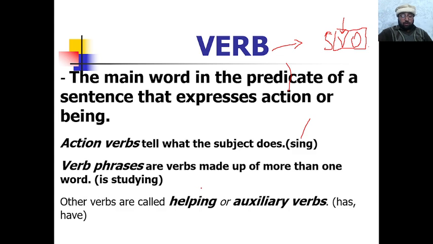Verb phrases are verbs made up of more than one word, like is and studying. Both of them are verbs. There are two verbs over here. So that's why we call it a verb phrase. We can have 3, 4, or many more verbs in a verb phrase. Other verbs are called helping verbs or auxiliary verbs, like has, have, had, etc.